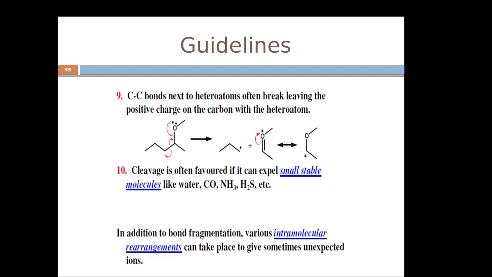And if the fragmentation process or cleavage process results in the formation of small stable molecules like water, carbon dioxide, ammonia, H2S, etc., then fragmentation is most often favored in that typical reaction pathway. So that means when the molecule gets subjected to electron impact ionization, the fragmentation pattern will always follow a pathway in which the fragmentation forms stable fragments or stable neutral molecules.